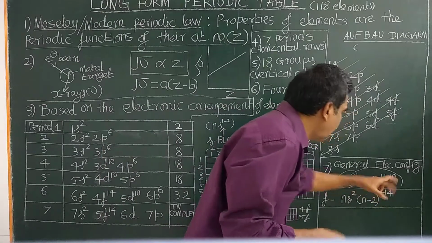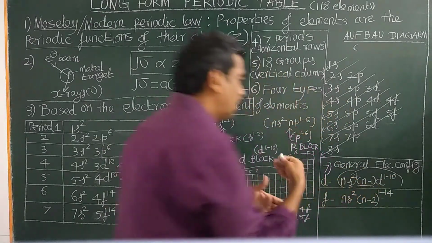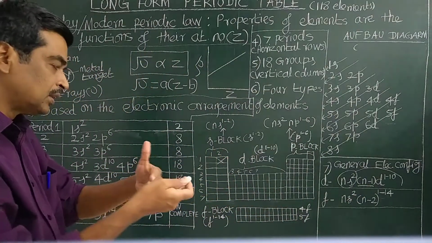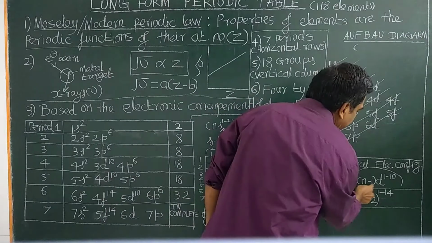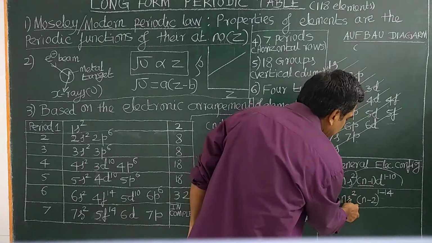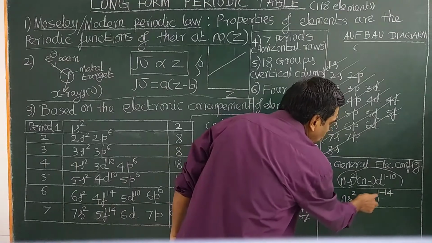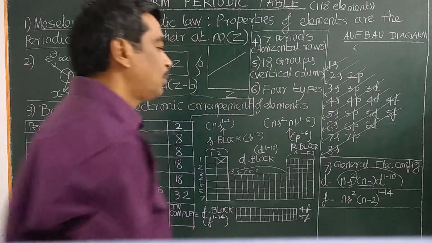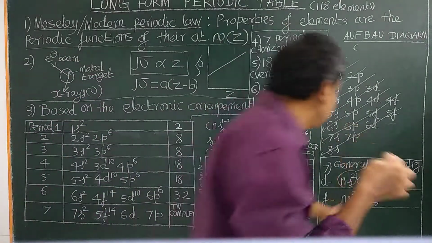The last added electron goes to the penultimate orbital. Penultimate means last but one. And in the case of f block elements, (n-2)f, ns2, the last added electron goes to the f orbital. There are 7 f orbitals. Therefore, there are 14 elements.